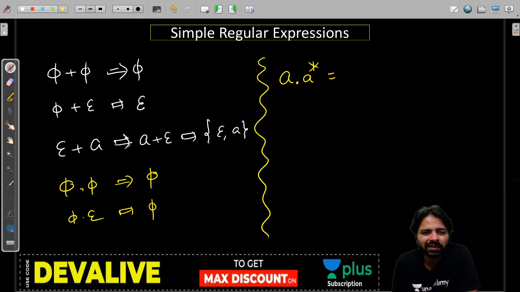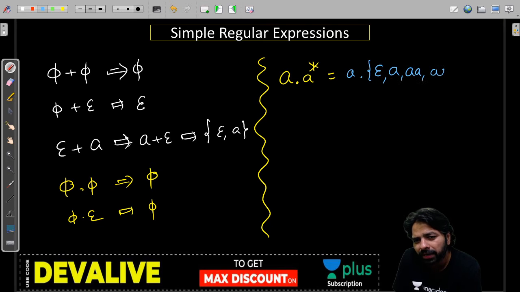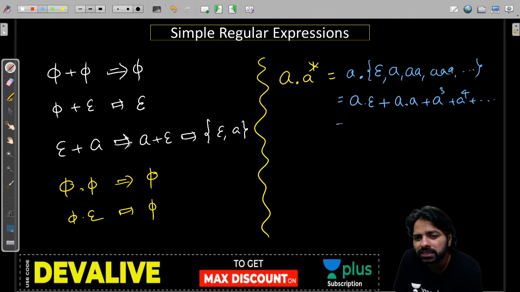What is a dot a star? इसको समझना पड़ेगा guys. A है और a star मतलब कहाँ से start हुआ? A power 0, a power 1, a power 2, triple A, and dot over concatenation over R. Yes, you can distribute. That is a dot epsilon plus, means comma, a dot a plus a power 3 plus a power 4 and so on. What is it? It is, everyone guys, it's just a plus.